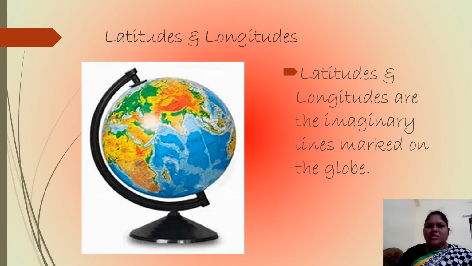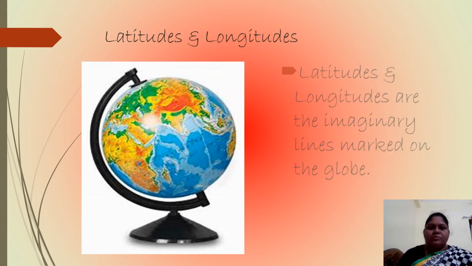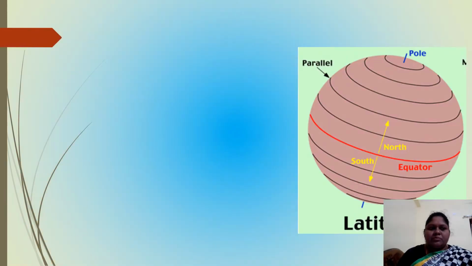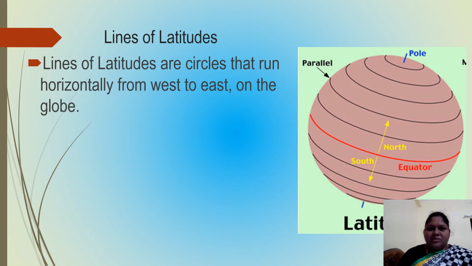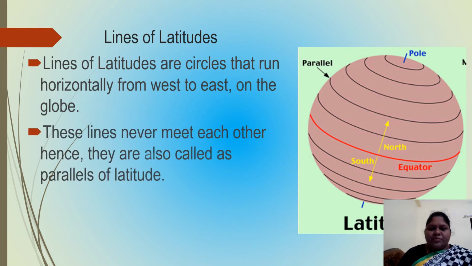So we need to know what these are. Latitudes and longitudes are the imaginary lines marked on the globe. What are lines of latitudes? Lines of latitudes are circles that run horizontally from west to east on the globe. These lines never meet each other, hence they're also called parallels of latitude. If you look at the image here, you don't see any lines crisscrossing each other. They're just parallel to each other.